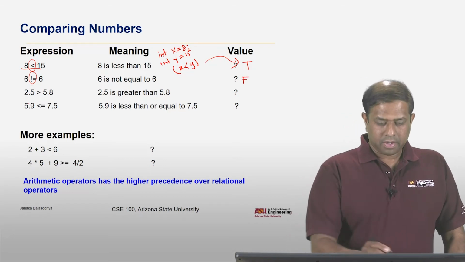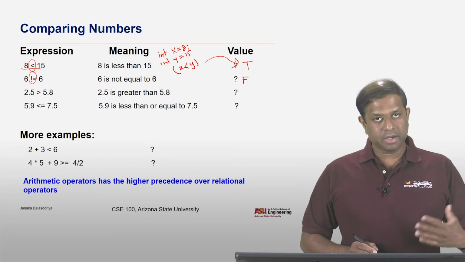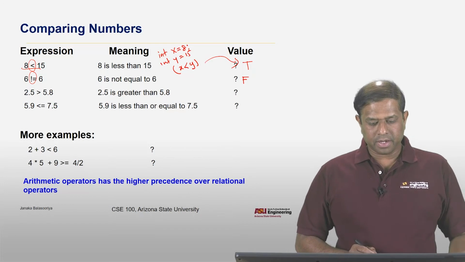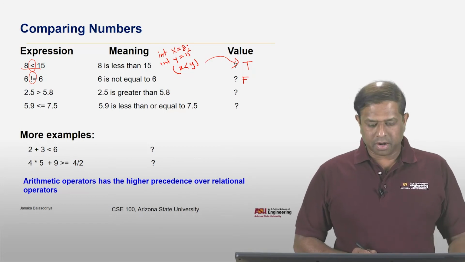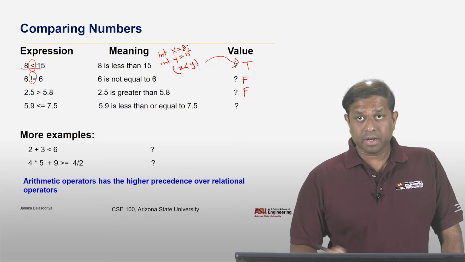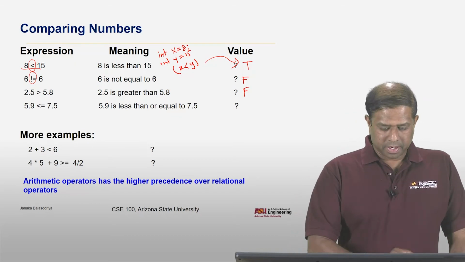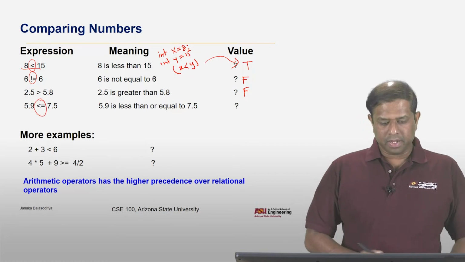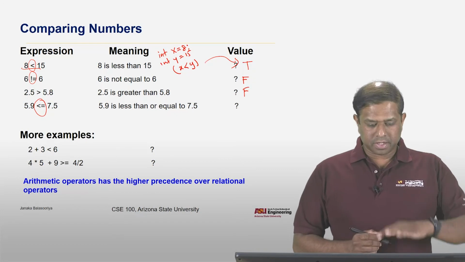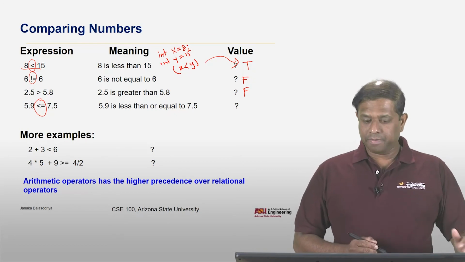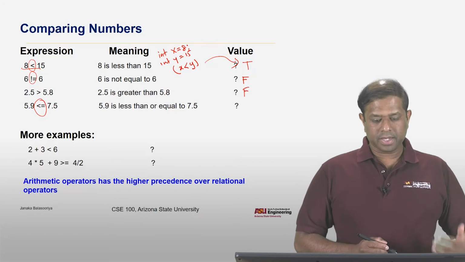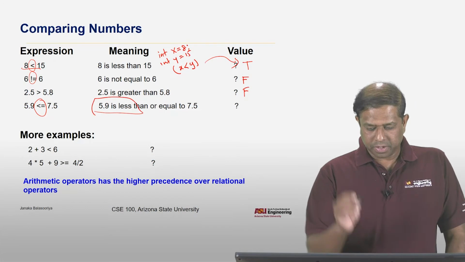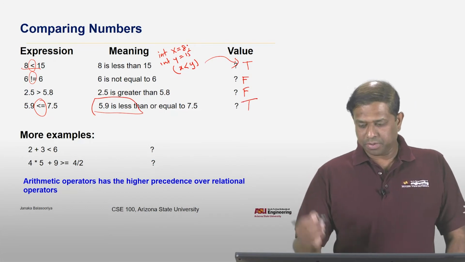Now when comparing double values, we can again use these relational operators. So 2.5 greater than 5.8, we know that 2.5 is not greater than 5.8, so therefore this is going to give me false. Likewise 5.9 less than or equals to 7.5. Here we are actually making two comparisons, whether 5.9 is less than 7.5 or 5.9 is equal to 7.5. We know that this one is less than for sure, so therefore this is going to give me true as the outcome.